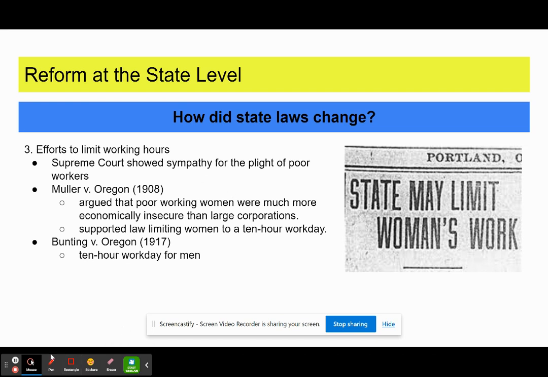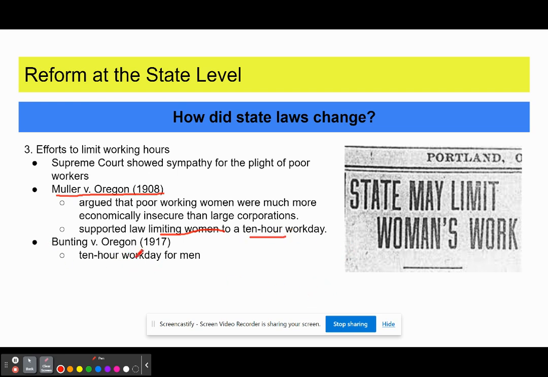Another way in which states changed laws had to do with limiting work hours. The Supreme Court showed sympathy for the plight of poor workers and the fact that they were working such long hours. So you want to take note of Muller versus Oregon in 1908. It argued that poor working women were much more economically insecure than large corporations. And what this did, I don't know where my pen went, it limited women to working a 10-hour day.